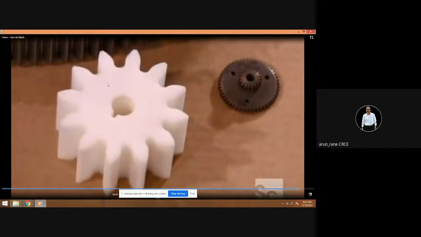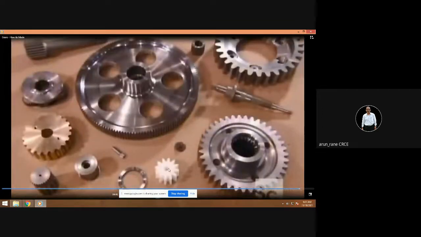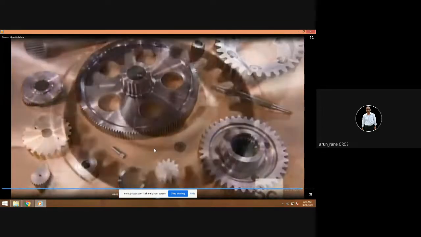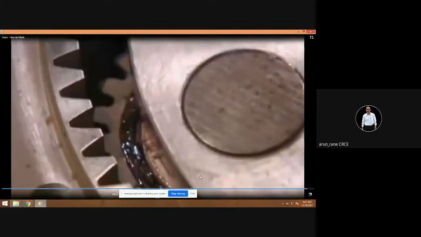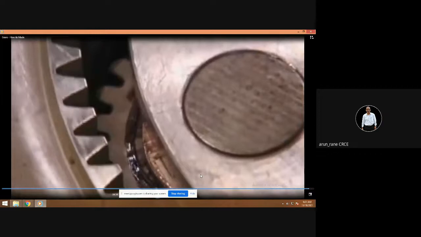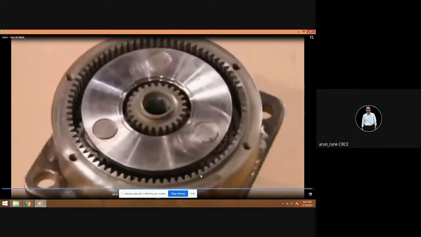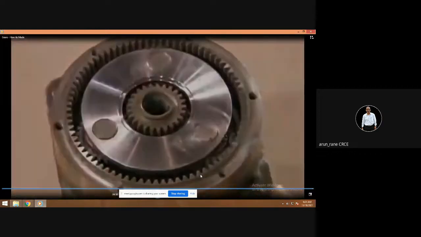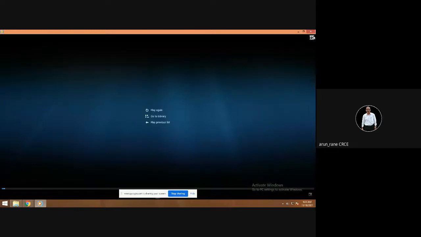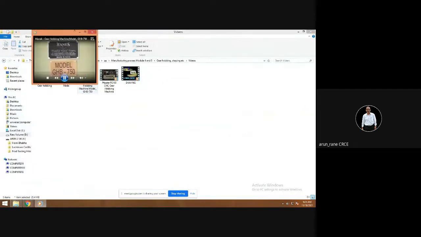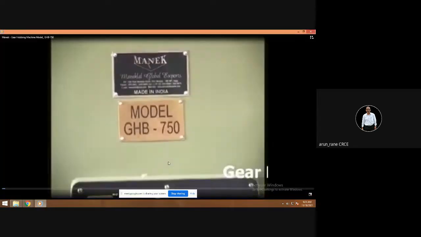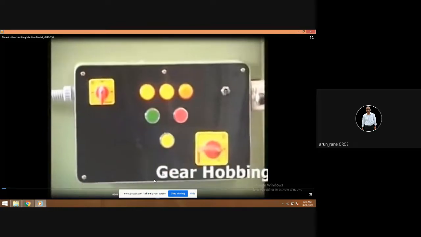This material is nylon. Now, gears, if the load is not much, then nylon gears or plastic gears can be used. The advantage of using nylon gear is that machining is very economical, or machining is very fast. It is not costly like your metal machining. This is an Indian make machine, Manek from the north side.